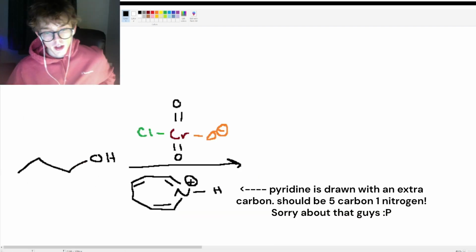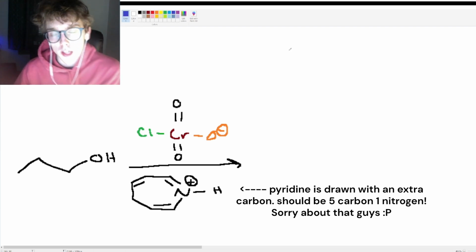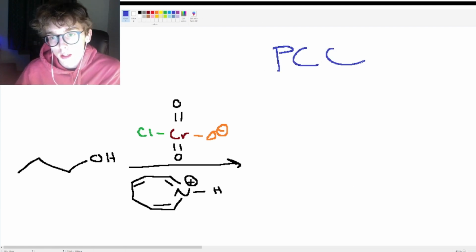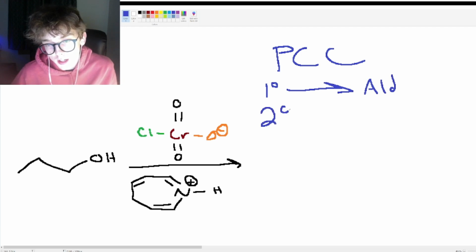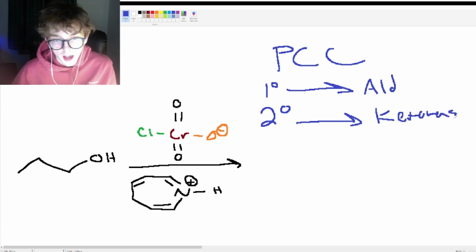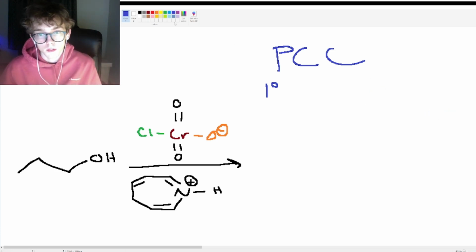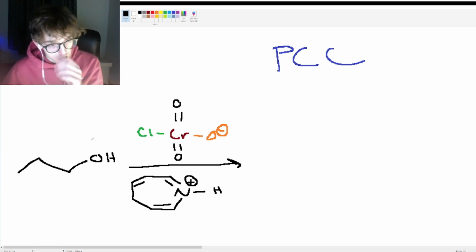Alright, so now we have a little bit of a trickier mechanism to remember. It's the PCC primary alcohol to aldehyde mechanism. Again, this will also turn your secondary alcohols into, you guessed it, ketones. So how does this reagent work? Well, let's look at the mechanism here. It starts off quite simple.